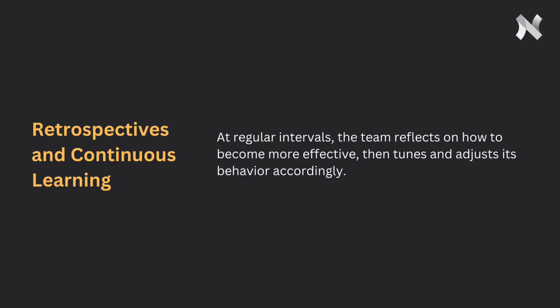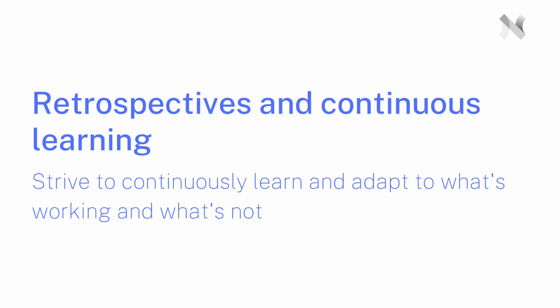Finally, the fourth theme is retrospectives and continuous learning. The last principle stands alone in this theme, so I'll read it aloud. At regular intervals, the team reflects on how to become more effective, then tunes and adjusts its behavior accordingly. This one sits on its own because I want to draw attention to how important it is for Agile teams to continuously learn and adapt to what's working and what's not working for them.